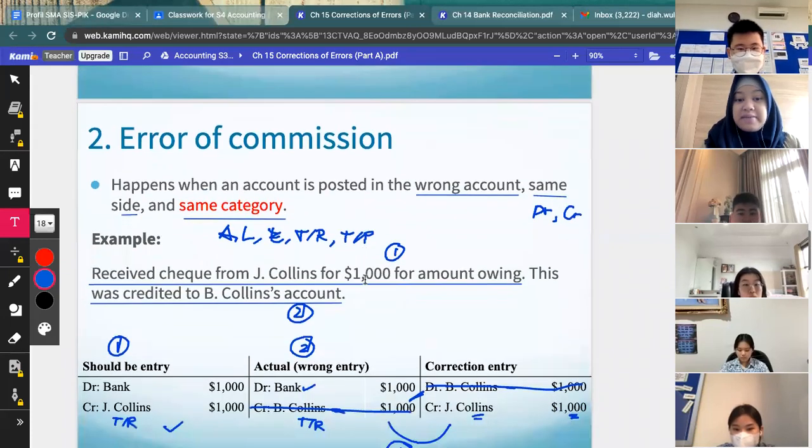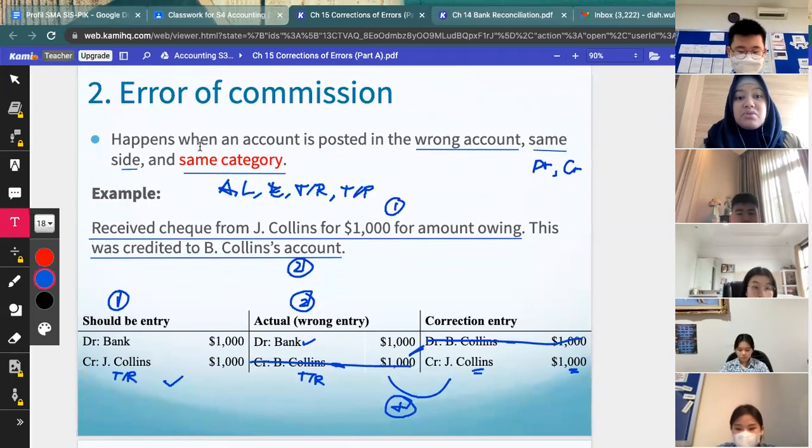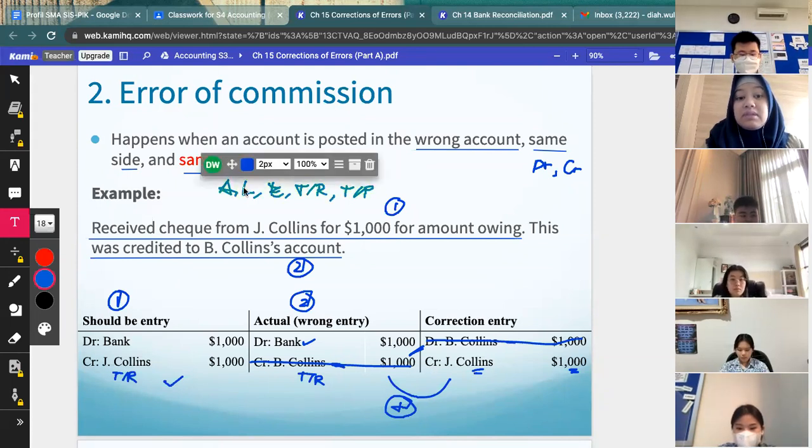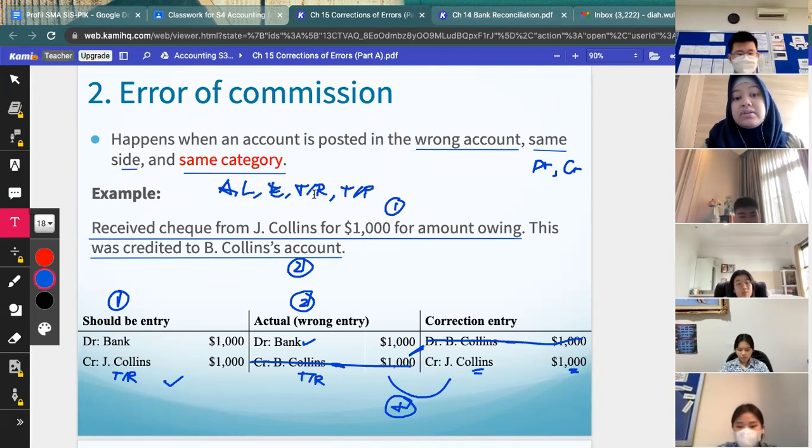Now pay attention to this one, yeah. Error of commission happens when an account is posted in the wrong account, same side. Same side means the same debit, yeah, or the same credit. Either it is in the same debit or the same credit, yeah. Once again, wrong account, same side, either debit or credit, and same category. What it means by same category is both of the accounts are assets, liability, equity, capital, sorry, trade receivables or trade payables. Same category, yeah?